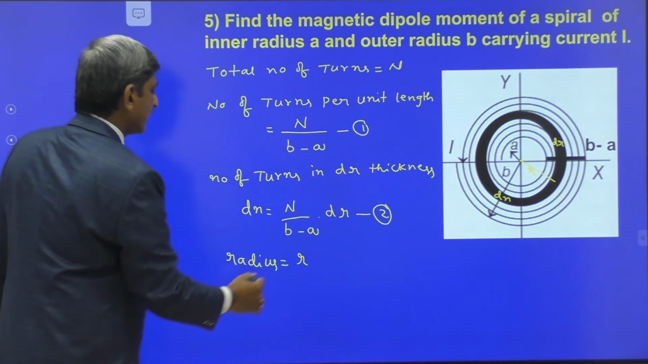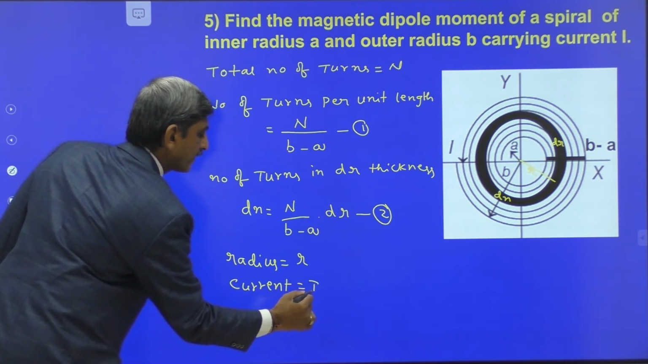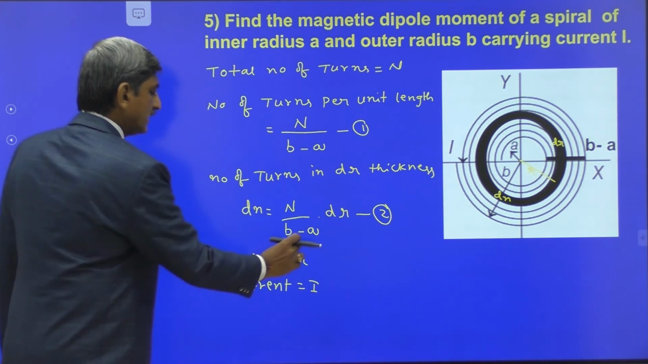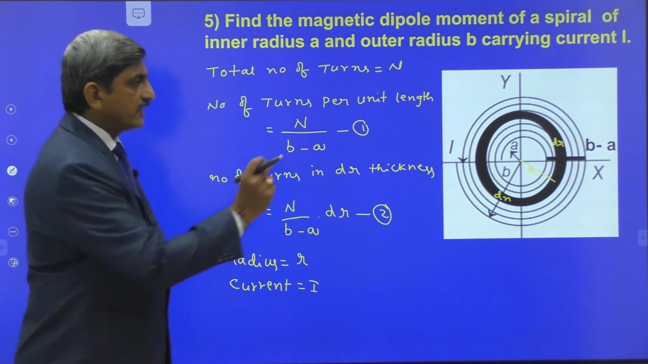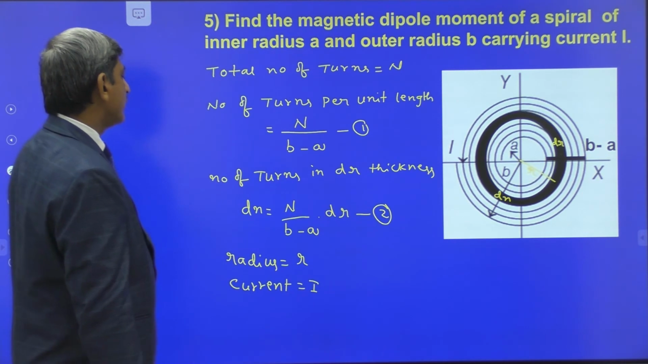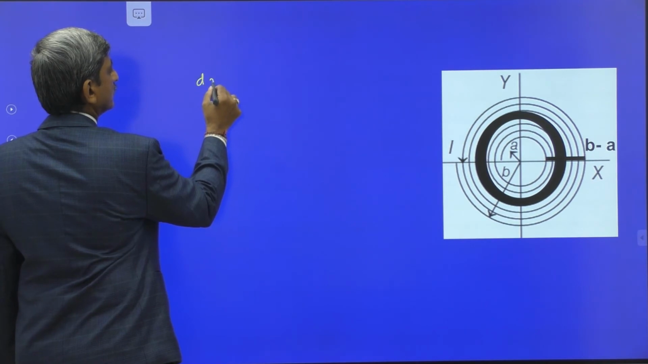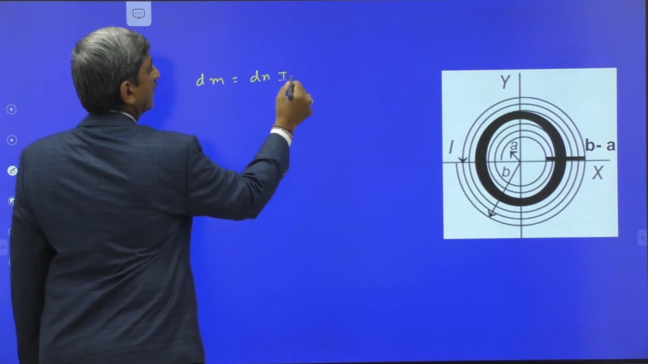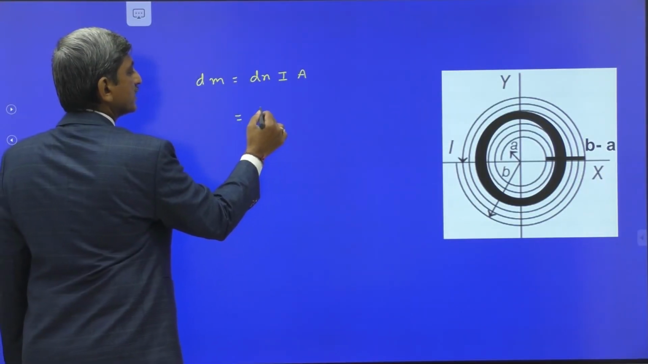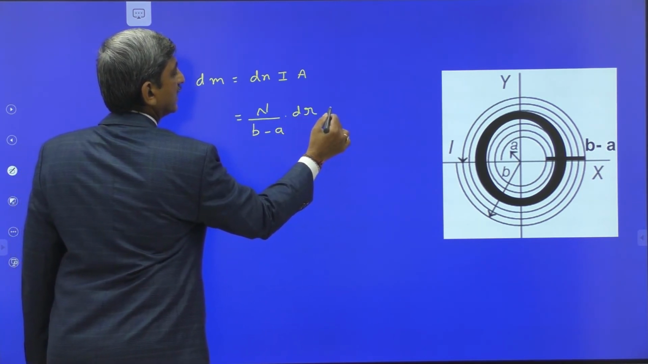Now here I is the current passing through the coil. Now we know the number of turns, the radius and the current passing through the coil. Can we determine the dipole moment of the assumed coil? The dipole moment of the assumed coil is dm is equal to dn I A. Already we obtained the dn value, that is equal to n by b minus a into dr.